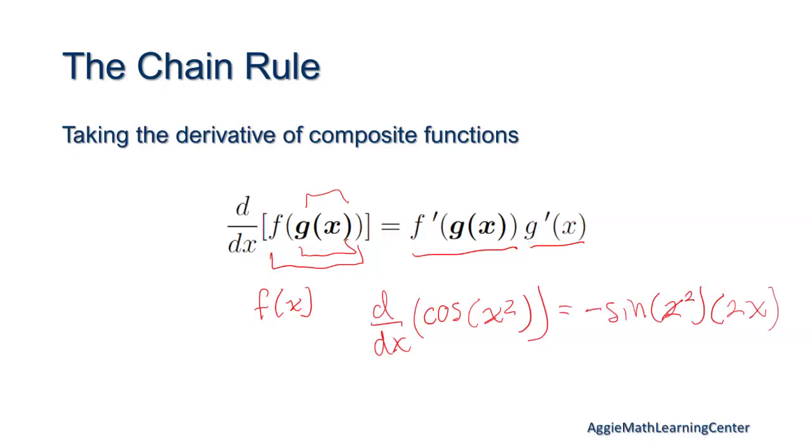I think the part you get messed up on the most is you either forget to multiply by that derivative, or people will change the inside function too early. So just make sure you keep g of x when you plug it back into f prime, and then you multiply by g prime of x on the outside.